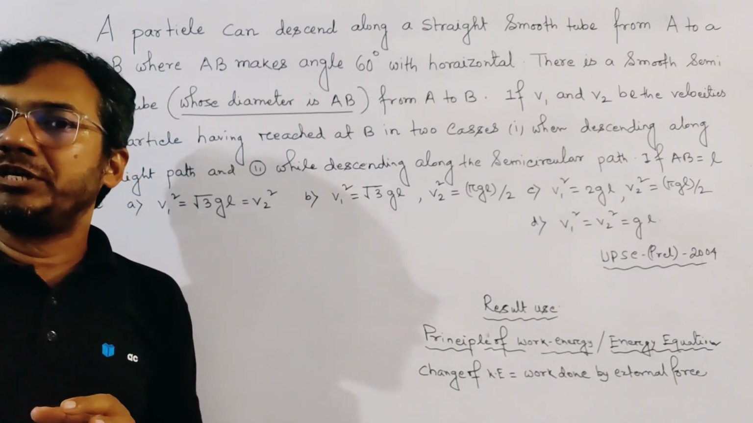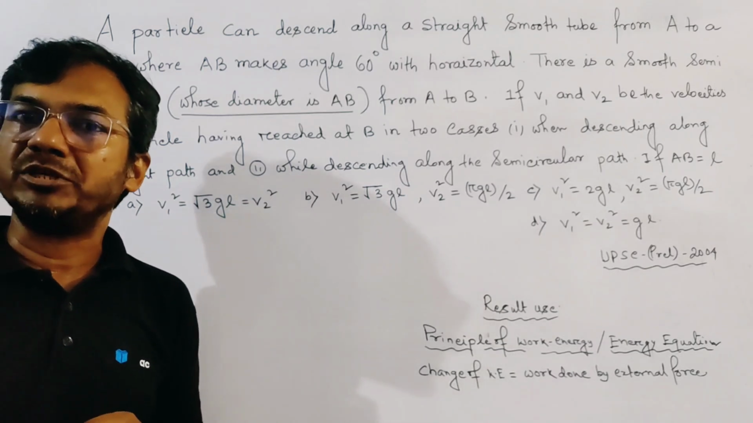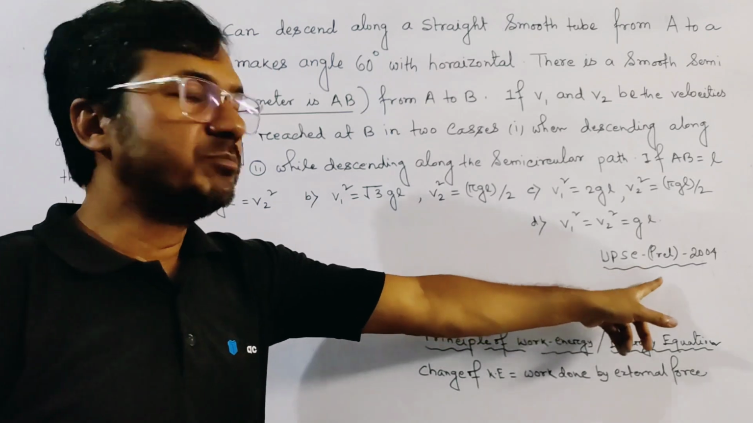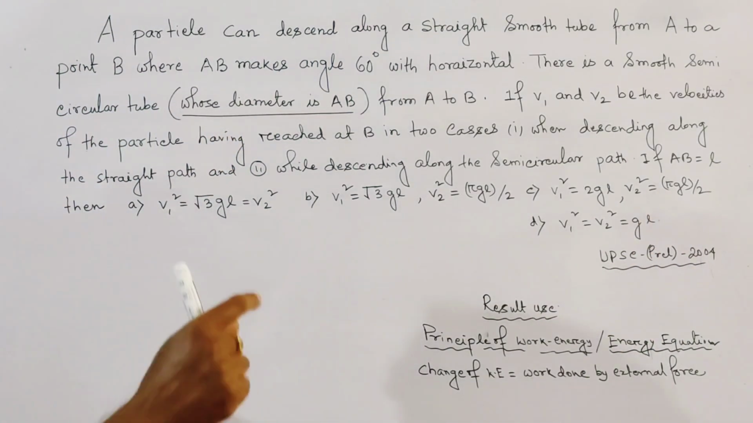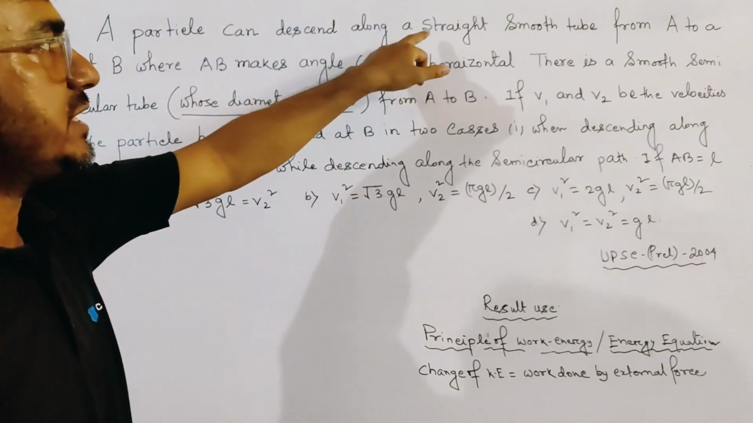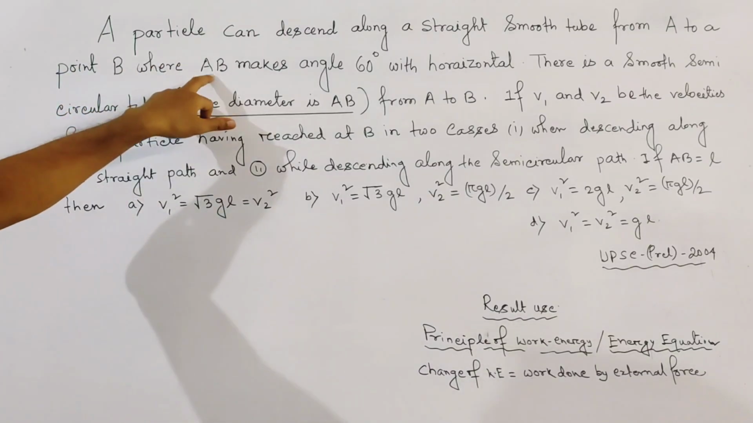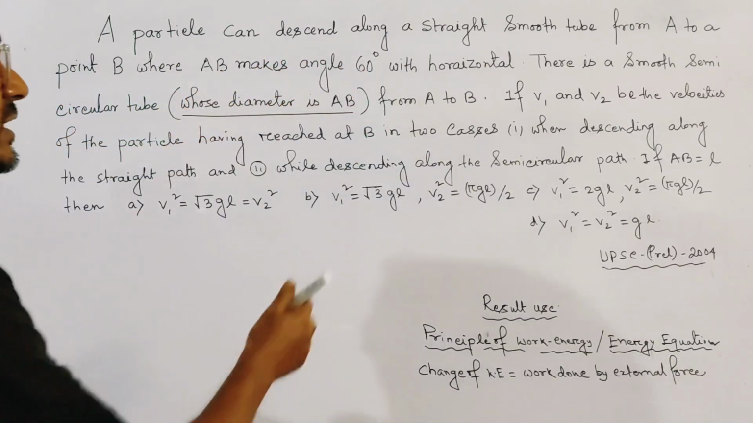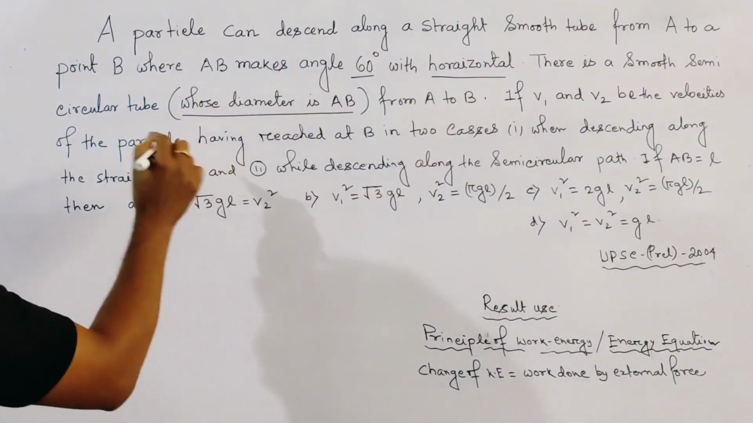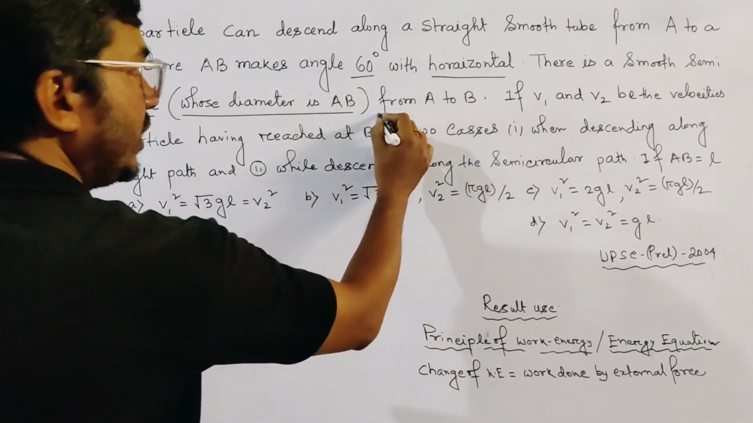A very interesting MCQ type problem from particle dynamics and from the chapter work, power and energy, and this is from UPSC Prelims 2004. In this problem it says that a particle can descend along a straight smooth tube from A to the point B, where AB makes angle 60 degree with horizontal, and there is a smooth semicircular tube whose diameter is AB from A to B.